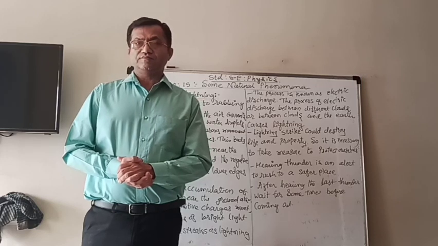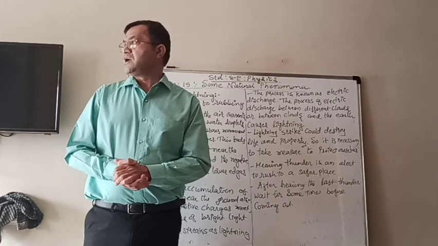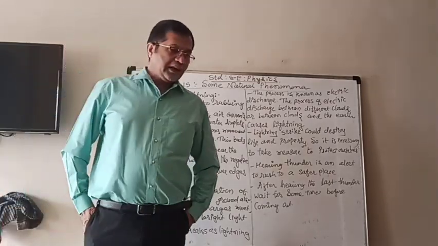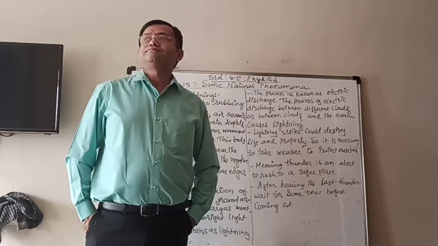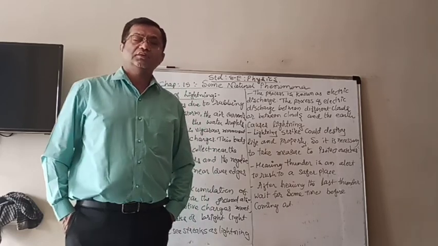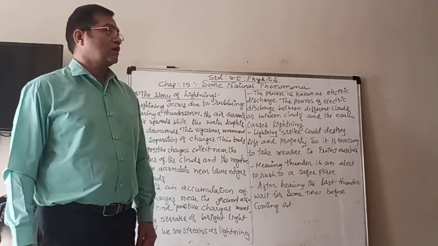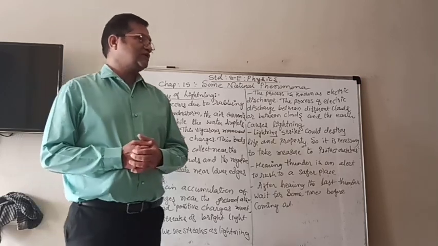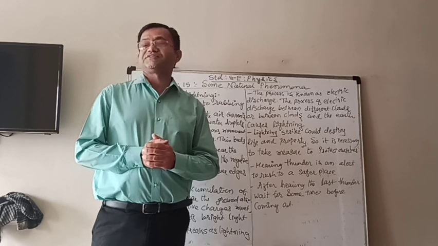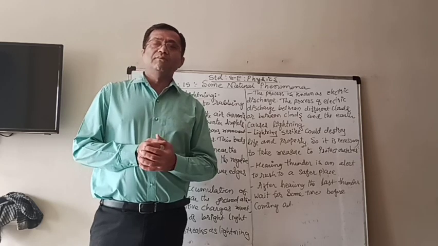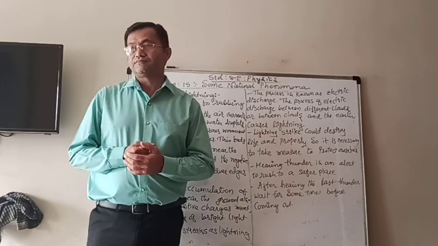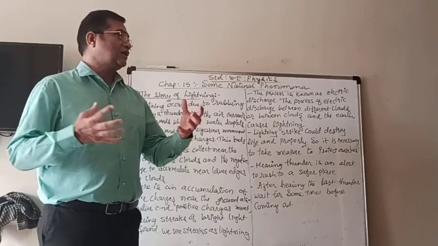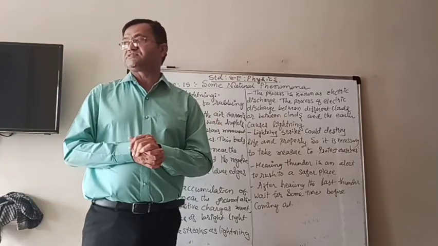In physics chapter number 15, some natural phenomena. Now we are talking about the natural phenomenon which is lightning. As we know, lightning occurs like huge sparks, and a spark is caused when the rubbing of two objects takes place.